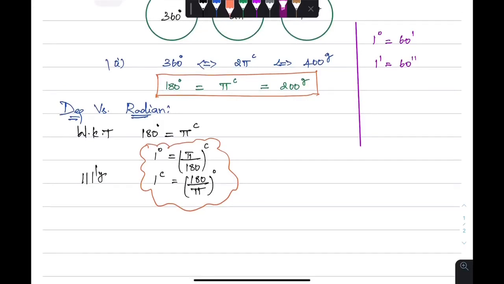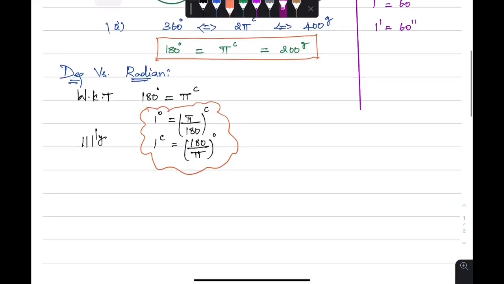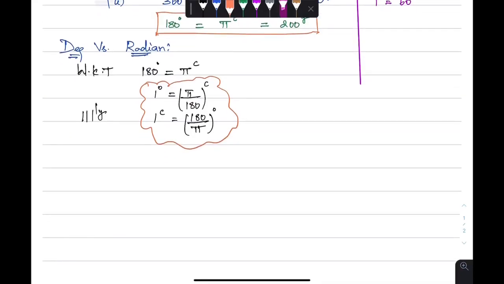Let's start doing problems based on this. While converting degree to radian or radian to degree, we need this conversion to do problems, children. Let's start with an example. Let's convert degree to radians first. Let's consider 18 degree. We are going to convert this.